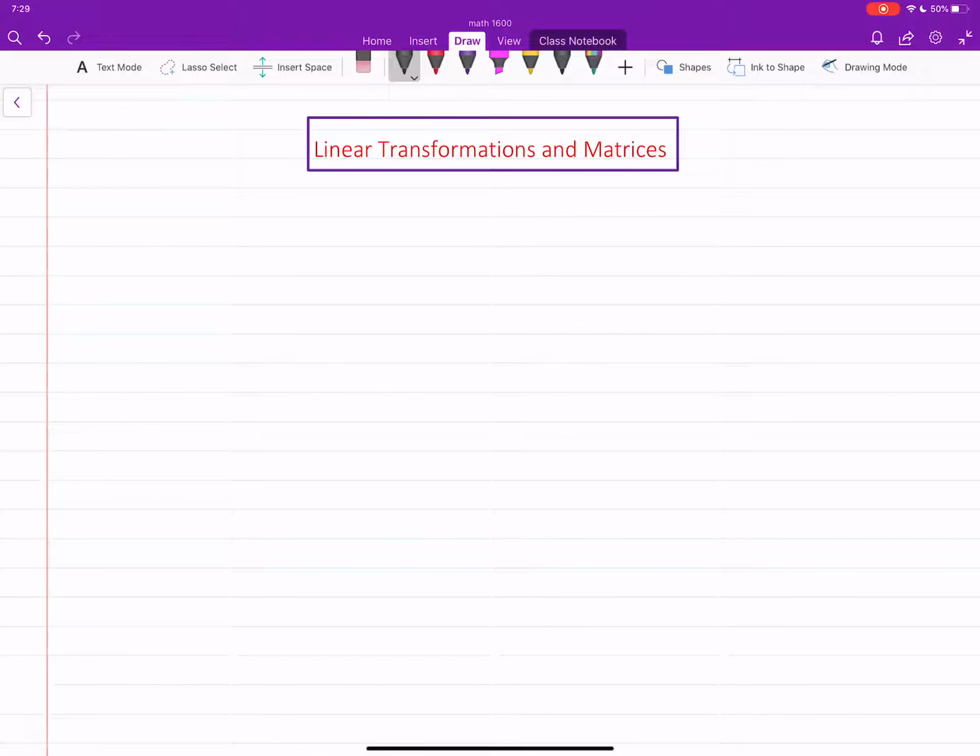Hi, in this video we will study the relation between linear transformations and matrices. We will see how these two are related, and actually at the end of this video you will see that every linear transformation will be identified by a matrix.